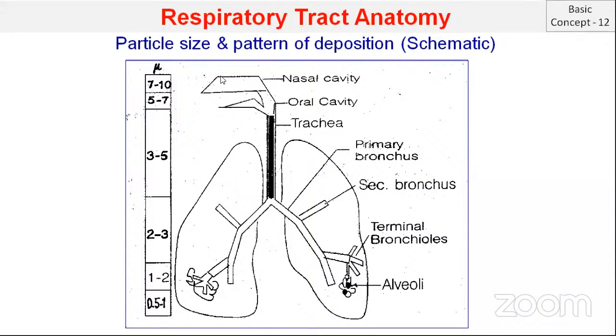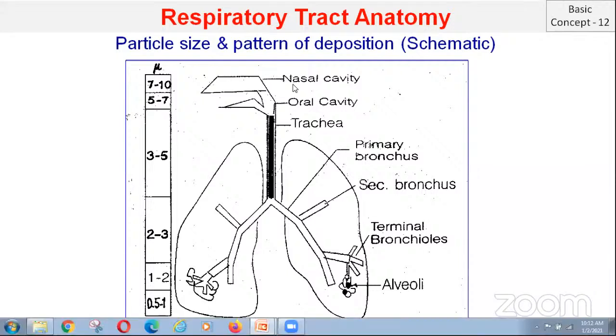They are trapped in the upper regions of the respiratory tract. The upper regions are the nose and oral cavity. Sinuses are also there. Nasal cavity, sinuses, and oral cavity. Then there is a tube, a very hard cartilaginous tracheal tube. But if the particle has to come here, the size should be a little lesser than this, 3 to 5. That is, within 5 microns, it comes here. Then it goes to the left lung and right lung.